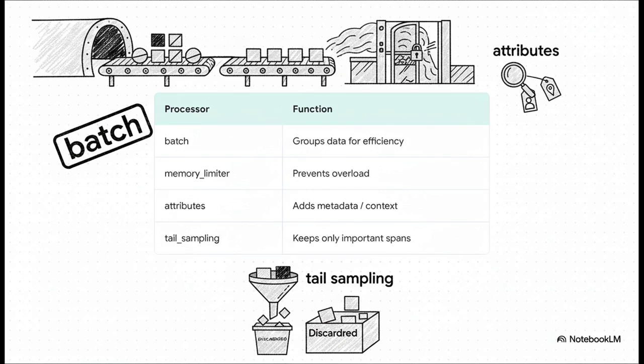All right, so the data is inside. Now our signal moves on to the processing stage. And this, my friends, is where the magic happens. Processors are like the super efficient sorters on a conveyor belt. You've got the batch processor, which groups signals together to be more efficient. The memory limiter is like a bouncer, making sure things don't get overloaded. And then you have the attributes processor, which can enrich the data by adding crucial context, like a customer ID or a cloud region. Super useful.